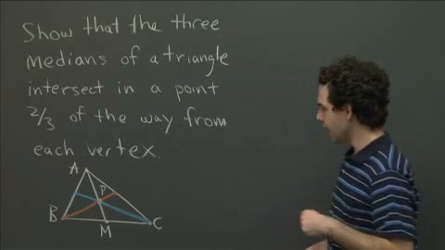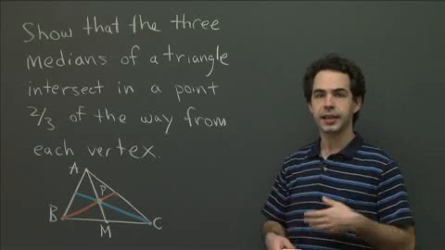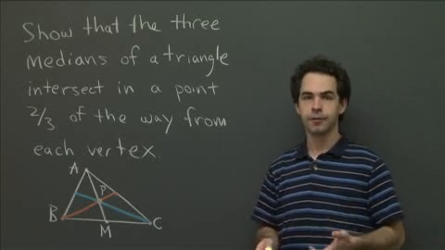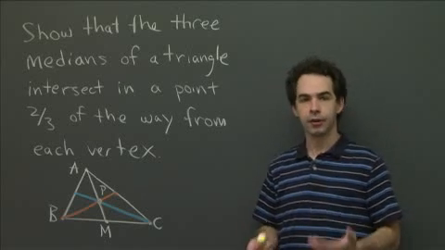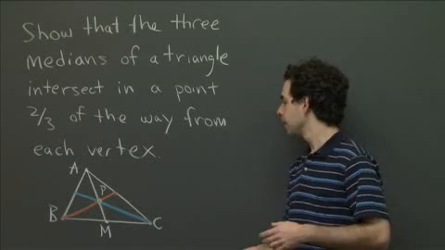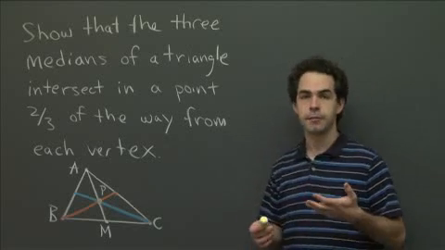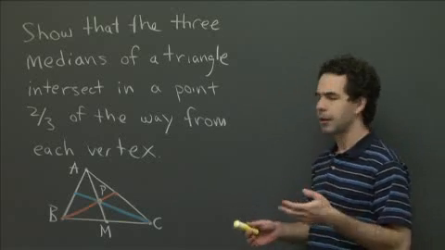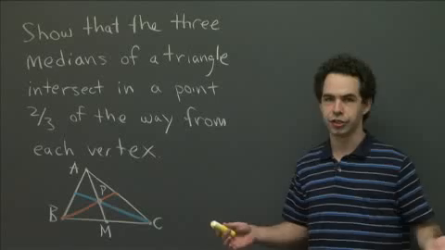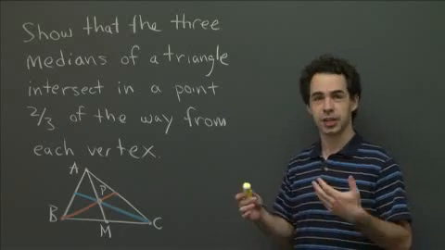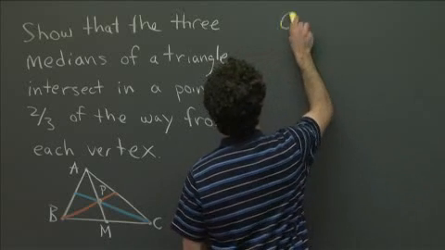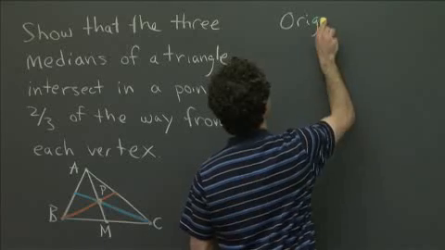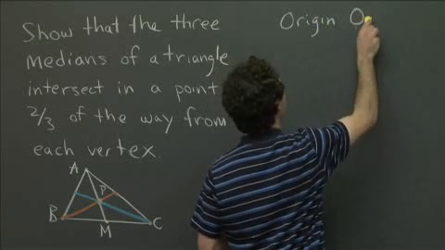One way we can do that is to compare the position vectors of those three points. And if those three points all have the same position vector, then they're all in exactly the same position. So in order to do that, we need some origin. And it happens that for this problem, it doesn't matter where the origin is. So I'm not going to draw an origin, but I'm going to call it O. So we're going to set up a vector coordinate system with origin O.